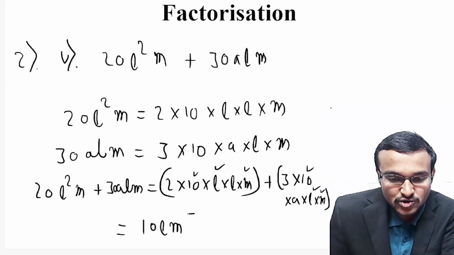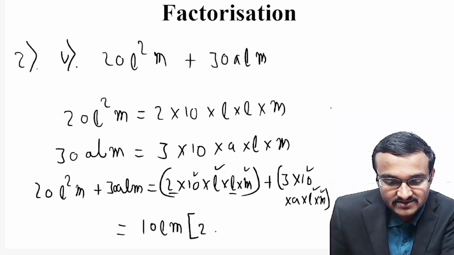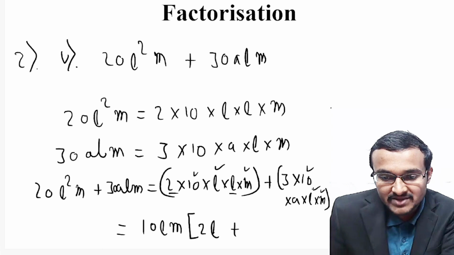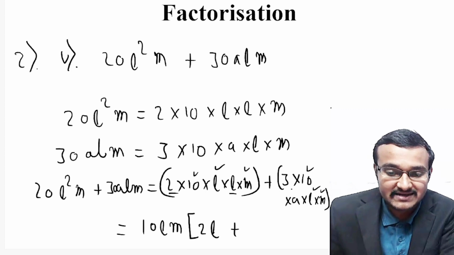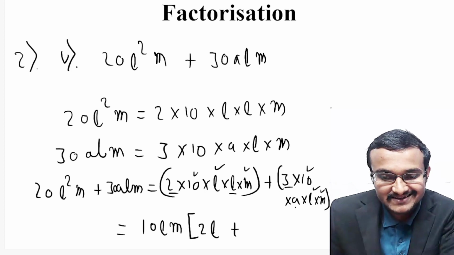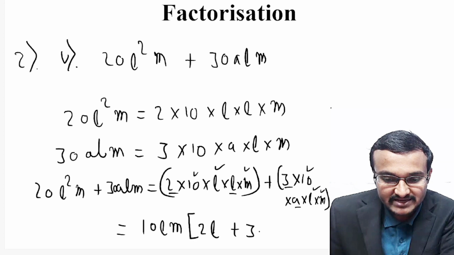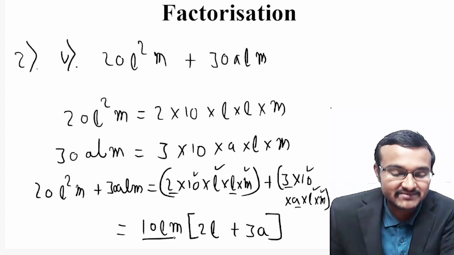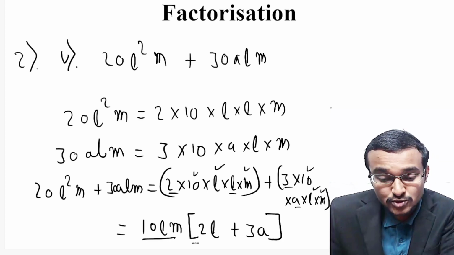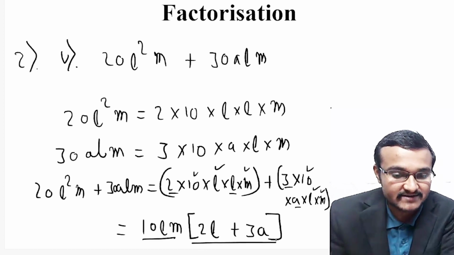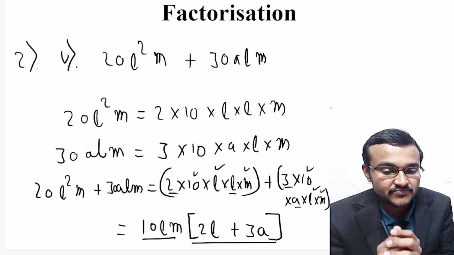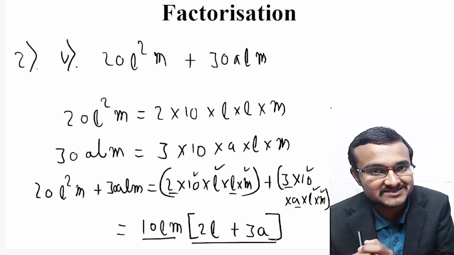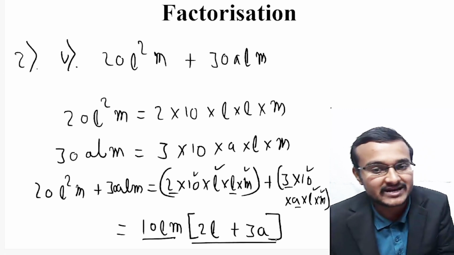When you take 10lm as common, inside the bracket you will be having 2 and l in this particular first term, that will be 2l, plus when you take 10lm from this particular 30alm, at that time you will be having 3a as the number remaining. So 3a. Here 10lm is one factor, 2l plus 3a is another factor. So 10lm and 2l plus 3a are the factors for 20l square m plus 30alm.